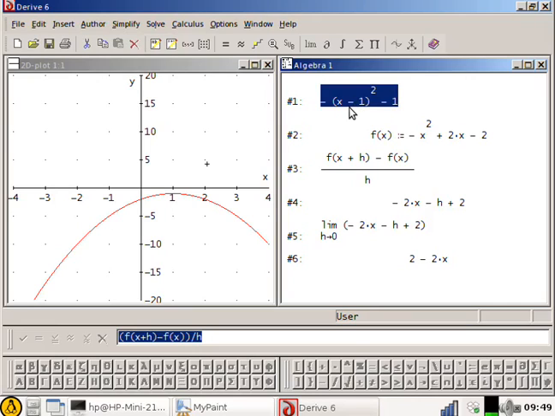What did you say was the point where there's a maximum? 1, minus 1. So what's the x value? 1. Yes? Now this is the slope of the tangent line, isn't it? If I put x as 1, what do I get here? 0. That's not an accident. At the maximum, the slope of the tangent is actually 0, always.